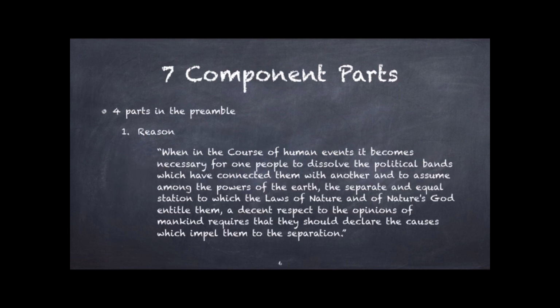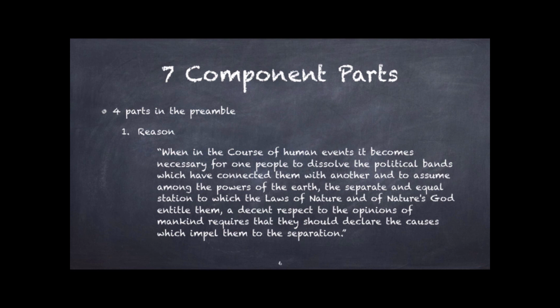The second category is the component parts. It breaks down into seven parts of the preamble. In the preamble, I guess we could call it that way, do not do the quote, but the first part is the reason. Now, you might have to be able to tell me the reason in your own words. You're going to have to know why the Declaration was written. So we have already read the reason.